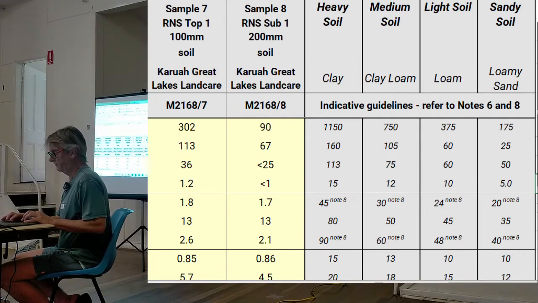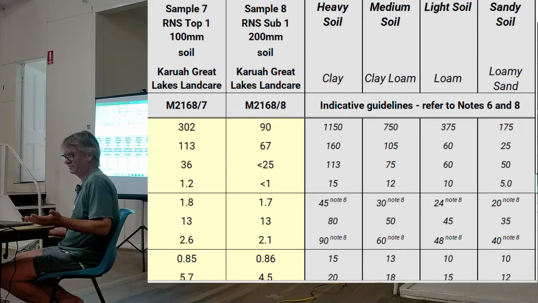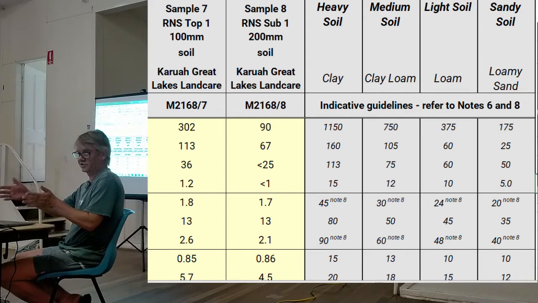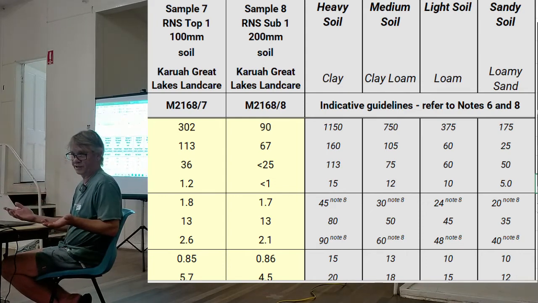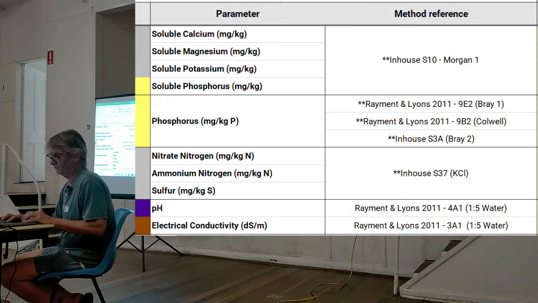And it says there 1150 for a clay, 750, so there's a range. So if you're interpreting that and you didn't get given those guidelines, you wouldn't know what number is really meaningful. Well, okay, column D. So that's the method reference.